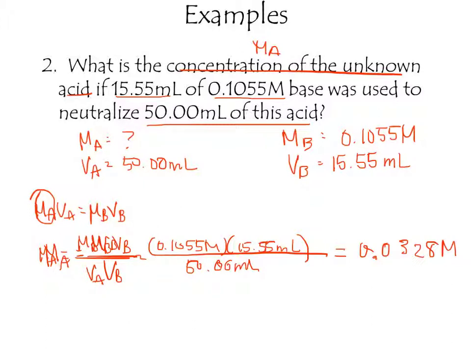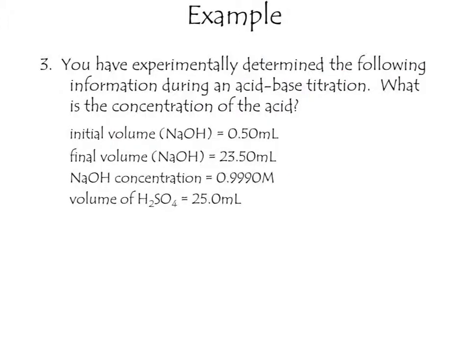Now, I've given you the volumes for the last two. The next couple of examples actually deal with data you would collect from a titration. Here it says you've experimentally determined the following information in your titration. Again, we're looking for the concentration of your acid, so we need our MA. It tells us that our initial volume of sodium hydroxide was 0.5 and our final volume was 23.5.